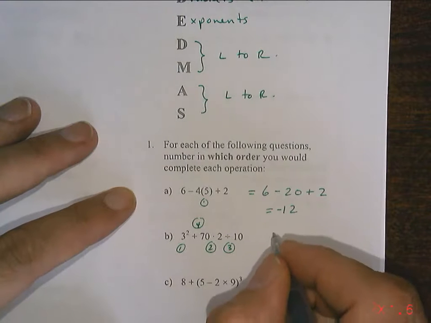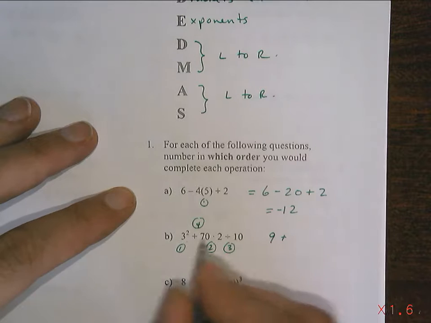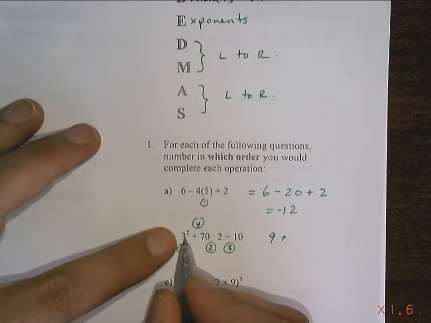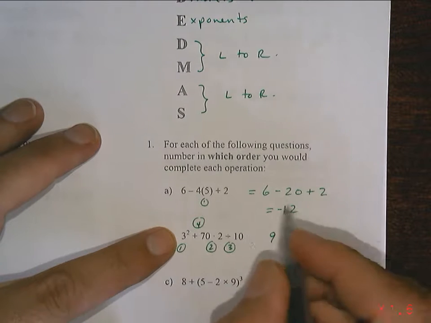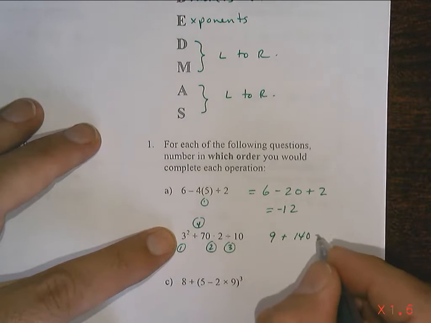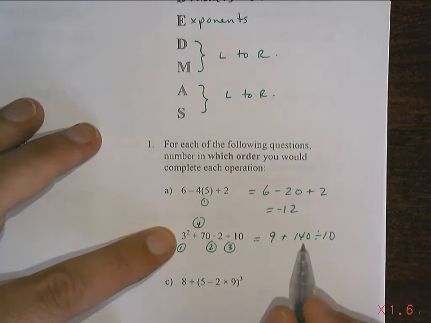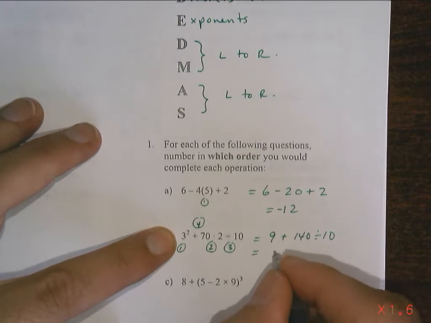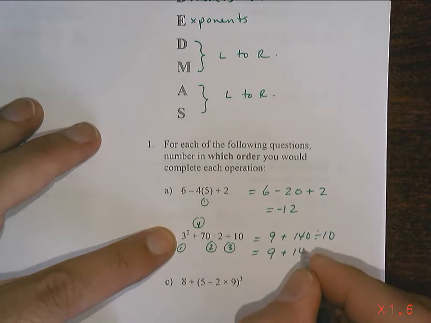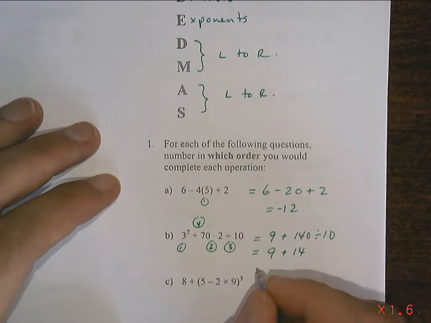First step would be 9 plus. I've done this already, so I can now do this multiplication. 140 divided by 10. That would be my first step. Now division. So that's going to be 14. And then the addition comes last.